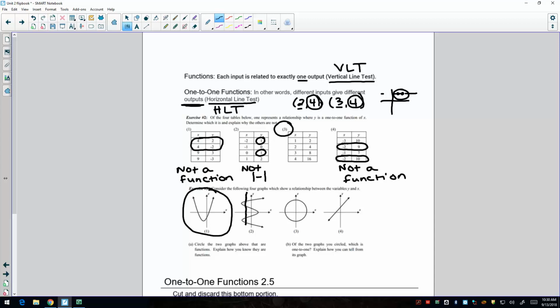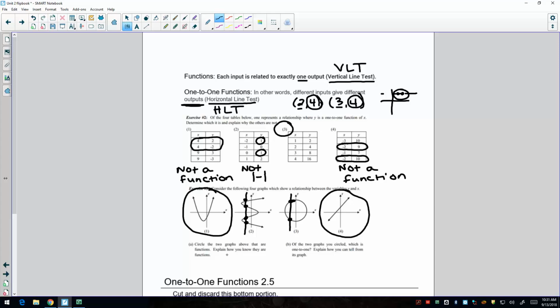If you draw a vertical line, say here, you could really draw it anywhere. It hits more than once. In fact, my vertical line hits 4 times. So this one's not a function. This one's also not a function. As you can see, it will hit twice. And this one is a function. It will pass the vertical line test.